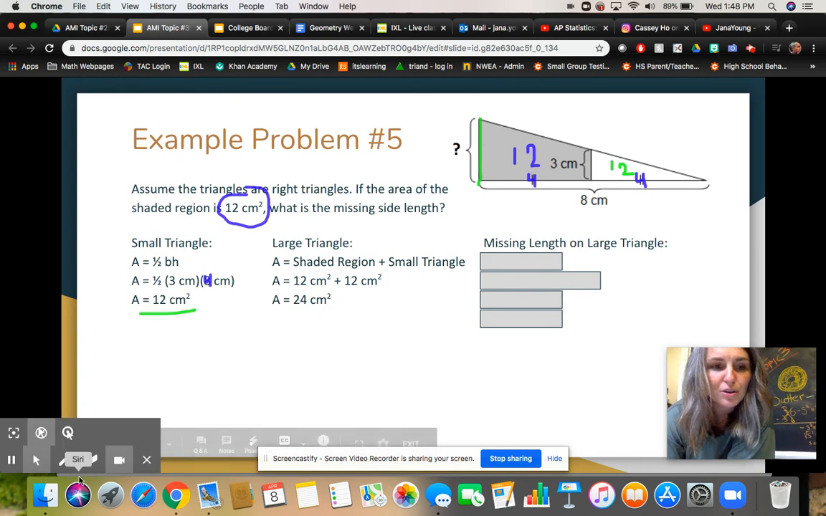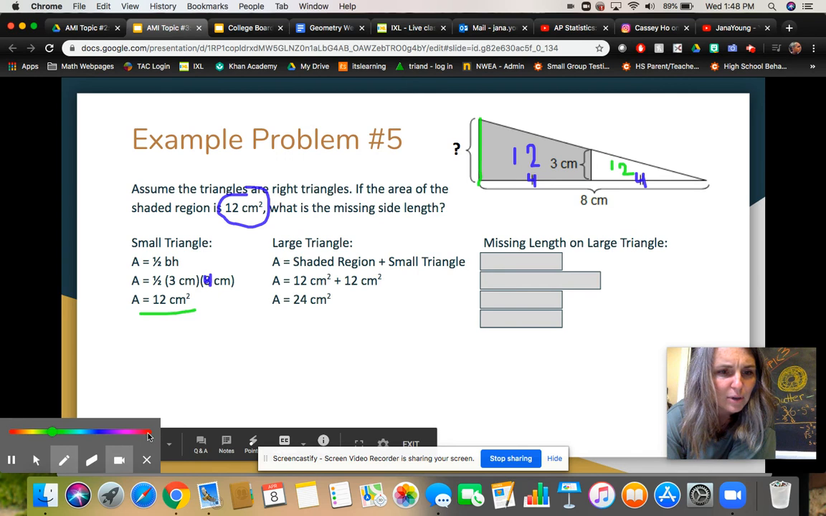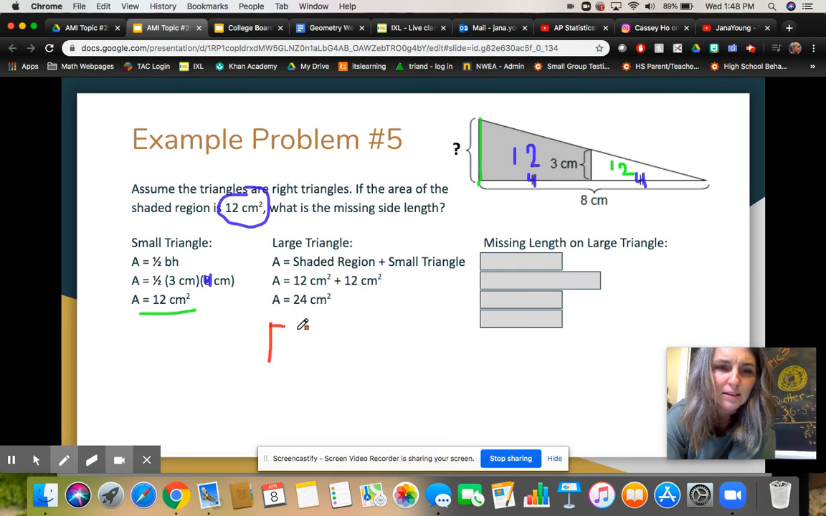Okay, so now I'm looking at this triangle, and I'm going to draw him. He looks like this. Ooh, I am an artiste. And its area is 24. And its base is 8. And its height is, I don't know, let's call it x, right? Because it's actually what we want out of this problem.